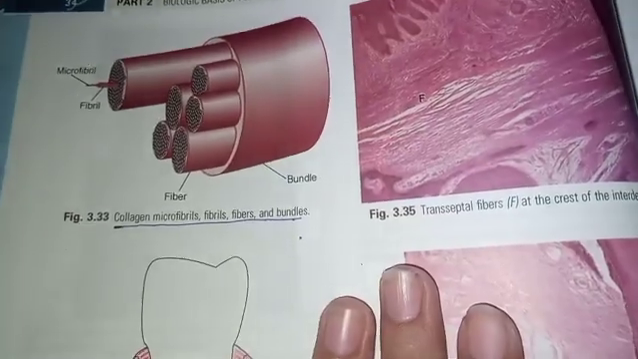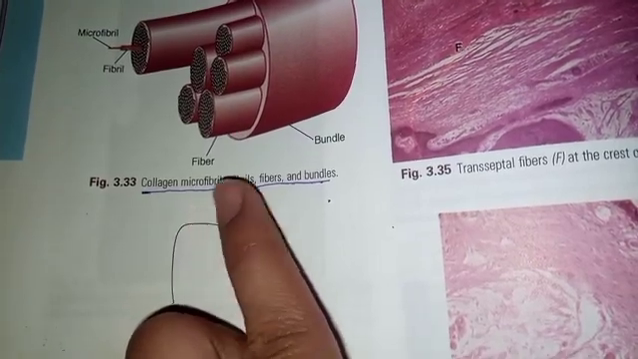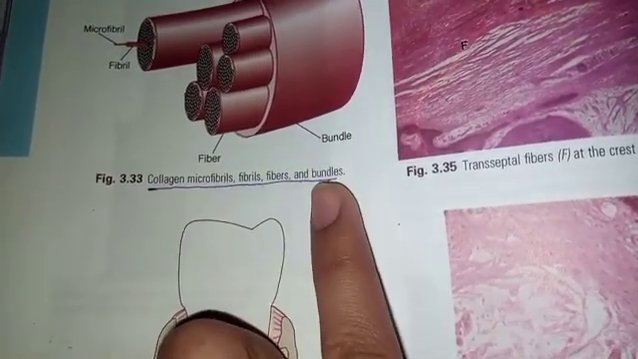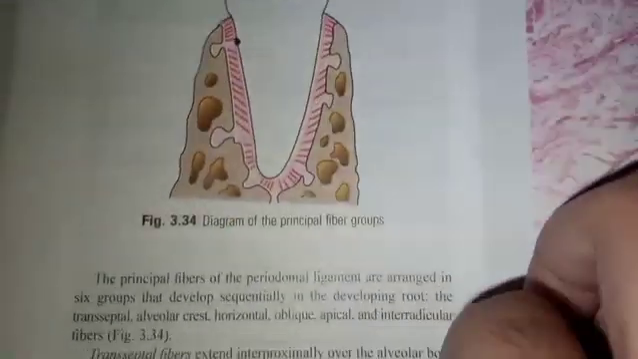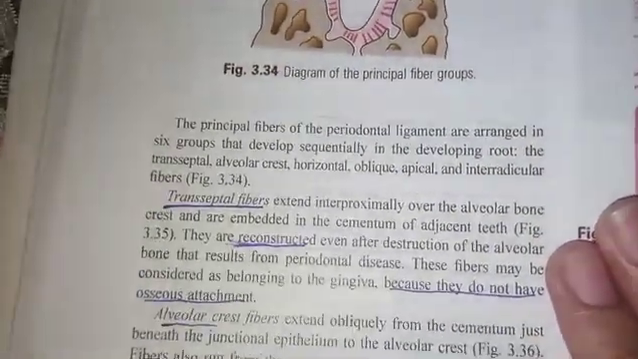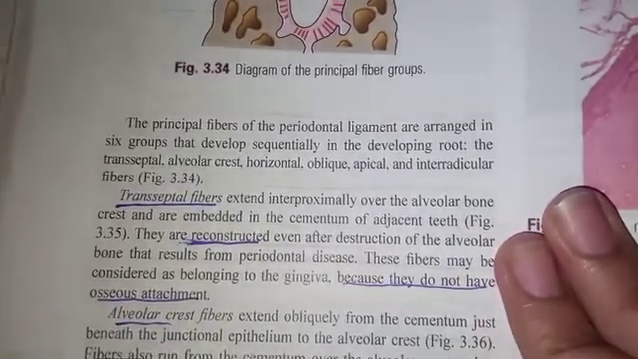The way I told you in the first video, collagen is formed first as microfibrils, then fibers and bundles. Okay, so in this way the collagen is formed. Now moving towards another topic, which is the principal fibers of the periodontal ligament.